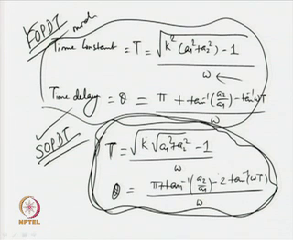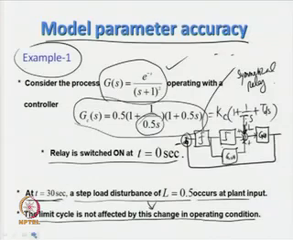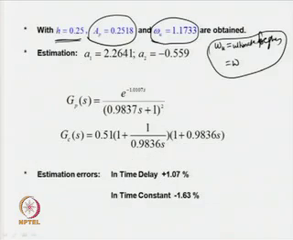Now, K is found by some other technique or assumed to be known, and then a 1, a 2 are estimated, and when you substitute all those values, you get the estimated values for T and theta for the second order plus dead time transfer function model. So, thus the values are estimated.